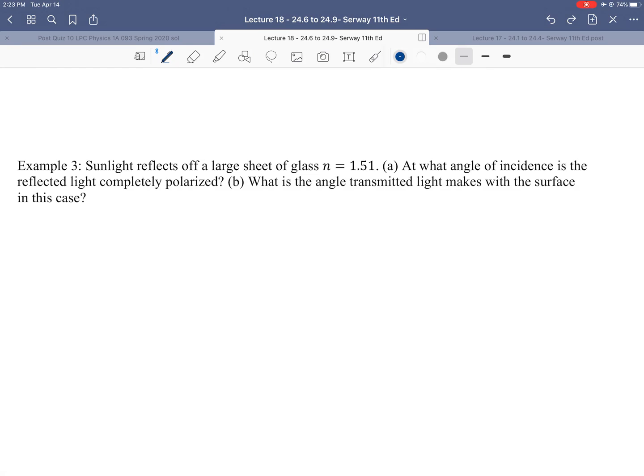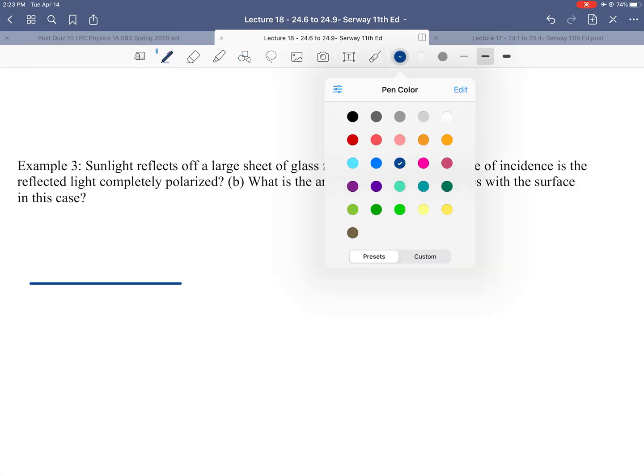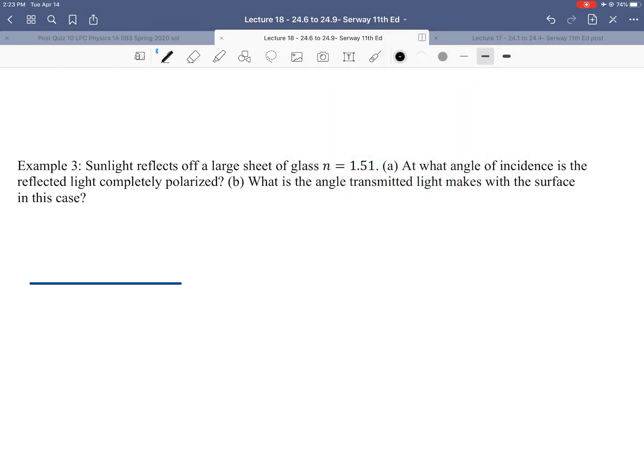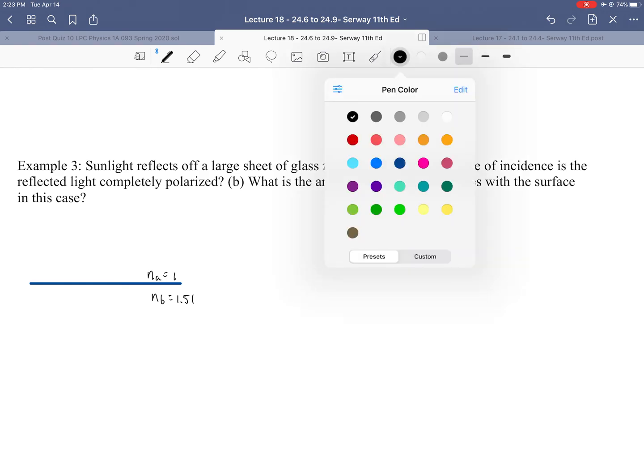All right, so I'll go ahead and draw a picture. So let's have this be our glass. And so we're going to be going from air to our glass. So we have an NA of 1 and an NB of 1.51. And we should assume it's air because it doesn't say otherwise, and sunlight would be coming through the air.